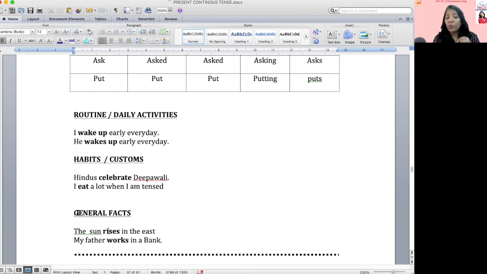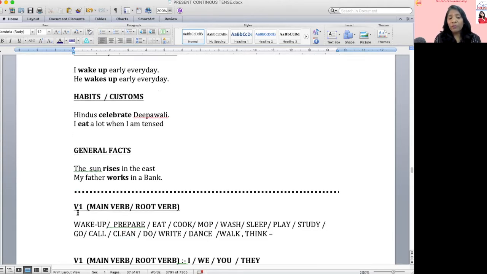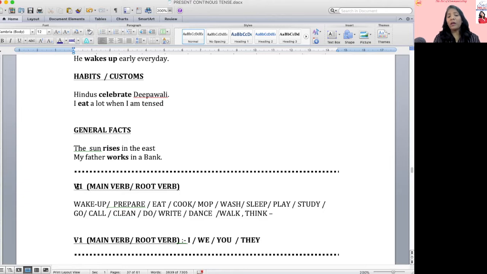Let me give you a few more examples of the verbs. So V1, what is V1? As I told you before, V1 is the main verb or the root verb. The examples go like this: wake up, prepare, eat, cook, mop, wash, sleep, play, study, go, call, clean, do, write, dance, walk, think. You can also write a few more examples in your book.